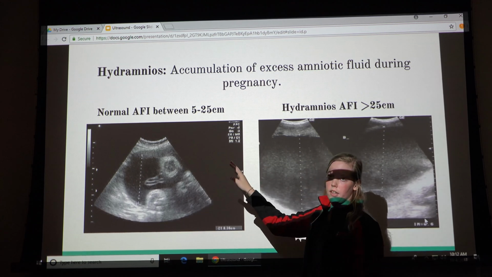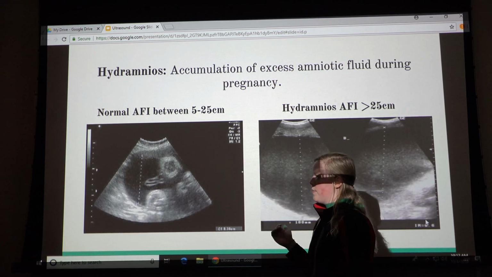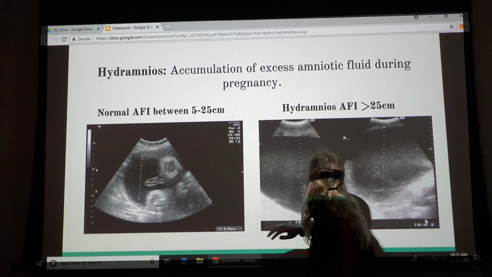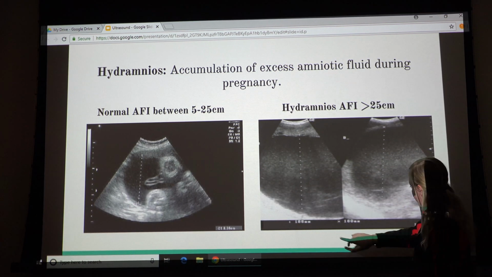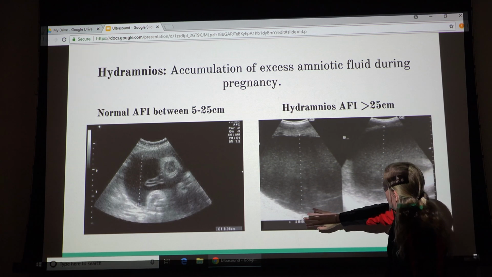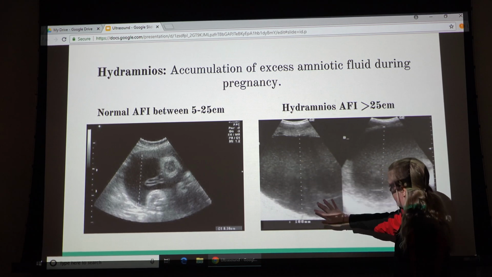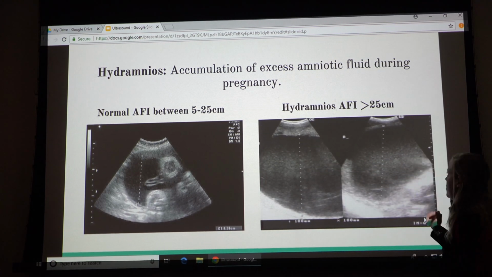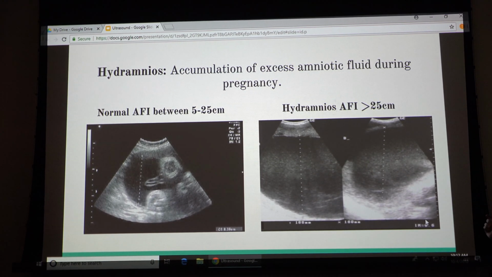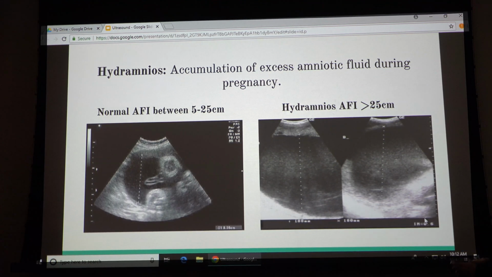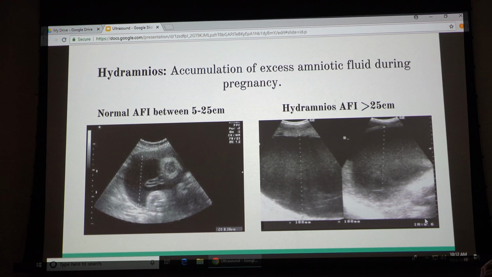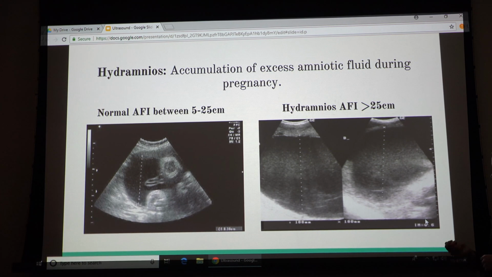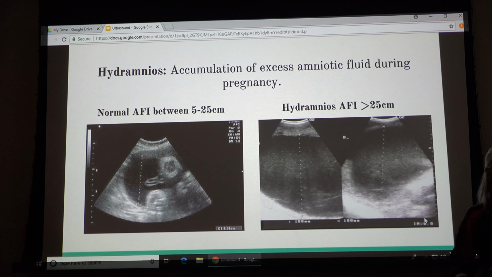So the normal amniotic fluid index, or AFI, which is the measurement they use for amniotic fluid, is between 5 to 25 centimeters. And then in this one, you can see there's clearly a lot more black on the screen, and the line goes much farther. So for hydramnios to be diagnosed, it's an AFI greater than 25 centimeters. When this is diagnosed, a common treatment is to do an amnio reduction, where they'll take a needle and remove amniotic fluid.